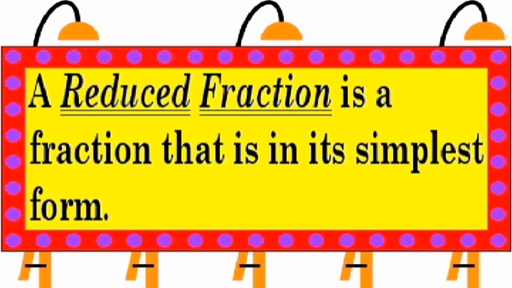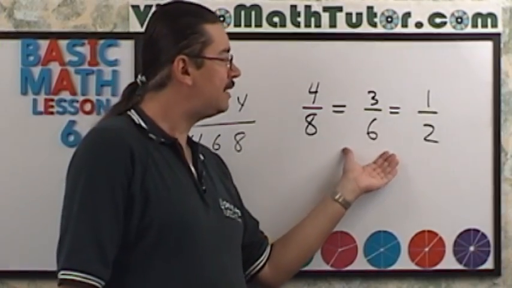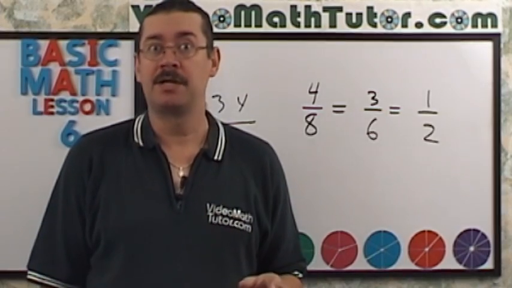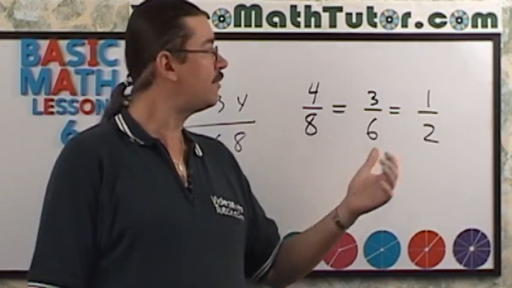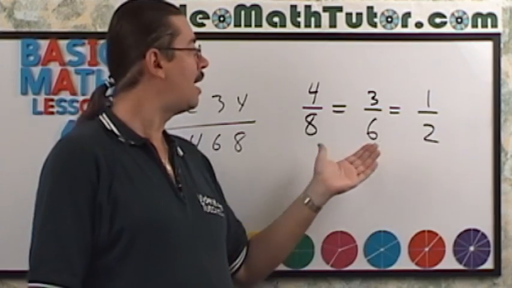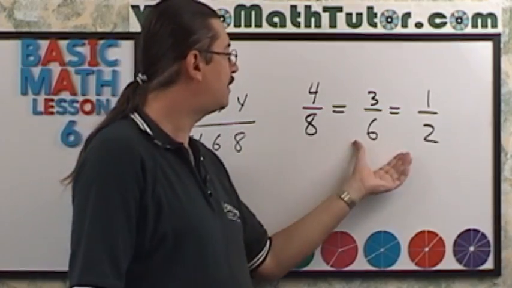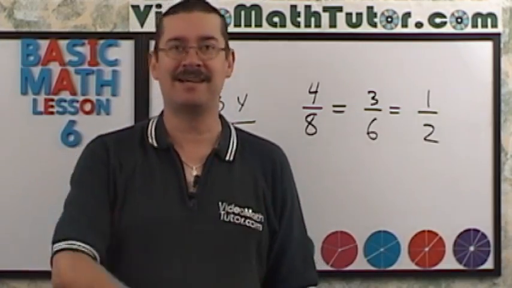A reduced fraction is a fraction that is in its simplest form. 4/8 and 3/6 are not reduced fractions because there exists something else that is in a lower form. Well, how can we be sure something is in a reduced form? How can we change maybe something like this or like this into something like this? So let's do that next.